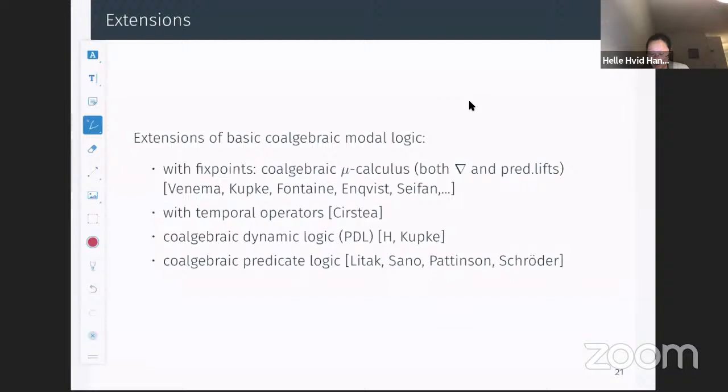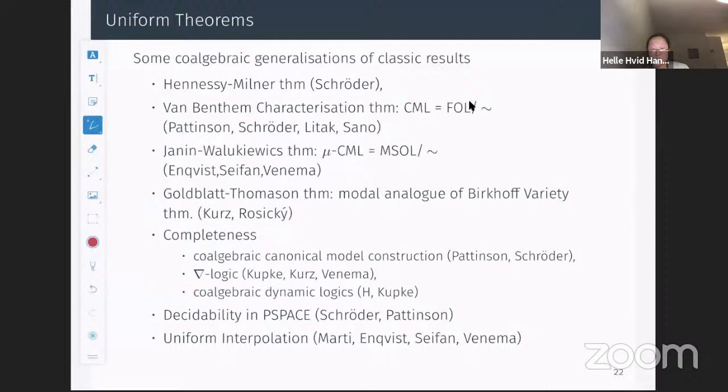And indeed, the upshot of having this algebraic framework is that many results can also be proved at the algebraic level. Of course, this means that in practice, what we do is we identify conditions on the functor and possibly the base category or other things that are needed in order to prove the theorem at the higher level of generality. And this has been done for a number of classic results in modal logic, including the van Benthem theorem. And also the analog of that, you could say, for the modal mu calculus, which is the Janin-Walukiewicz theorem.